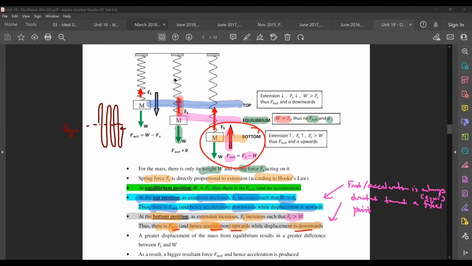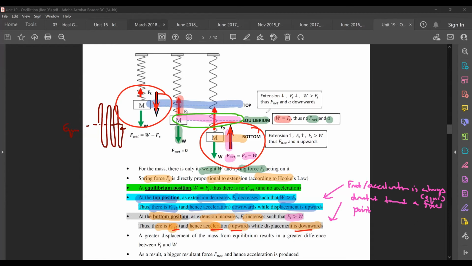You look at your top position. Where is your F net or your acceleration directed towards? It's directed downwards, right? So you see, it's actually being directed towards some point, which is your equilibrium. When you're at the bottom, your acceleration is directed towards equilibrium. When you're at the top, your acceleration is again directed towards the equilibrium. This is your fixed point here.